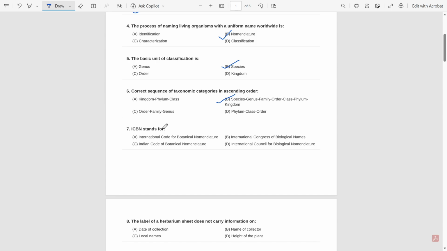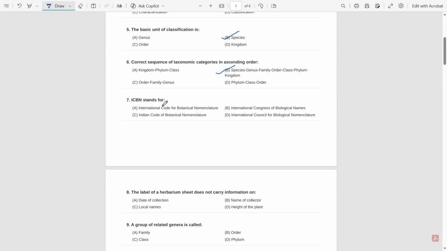7. ICBN stands for A. International Code for Botanical Nomenclature. B. International Congress of Biological Names. C. Indian Code of Botanical Nomenclature. D. International Council for Biological Nomenclature. The answer is A. Why? It is the set of rules governing the scientific naming of plants.